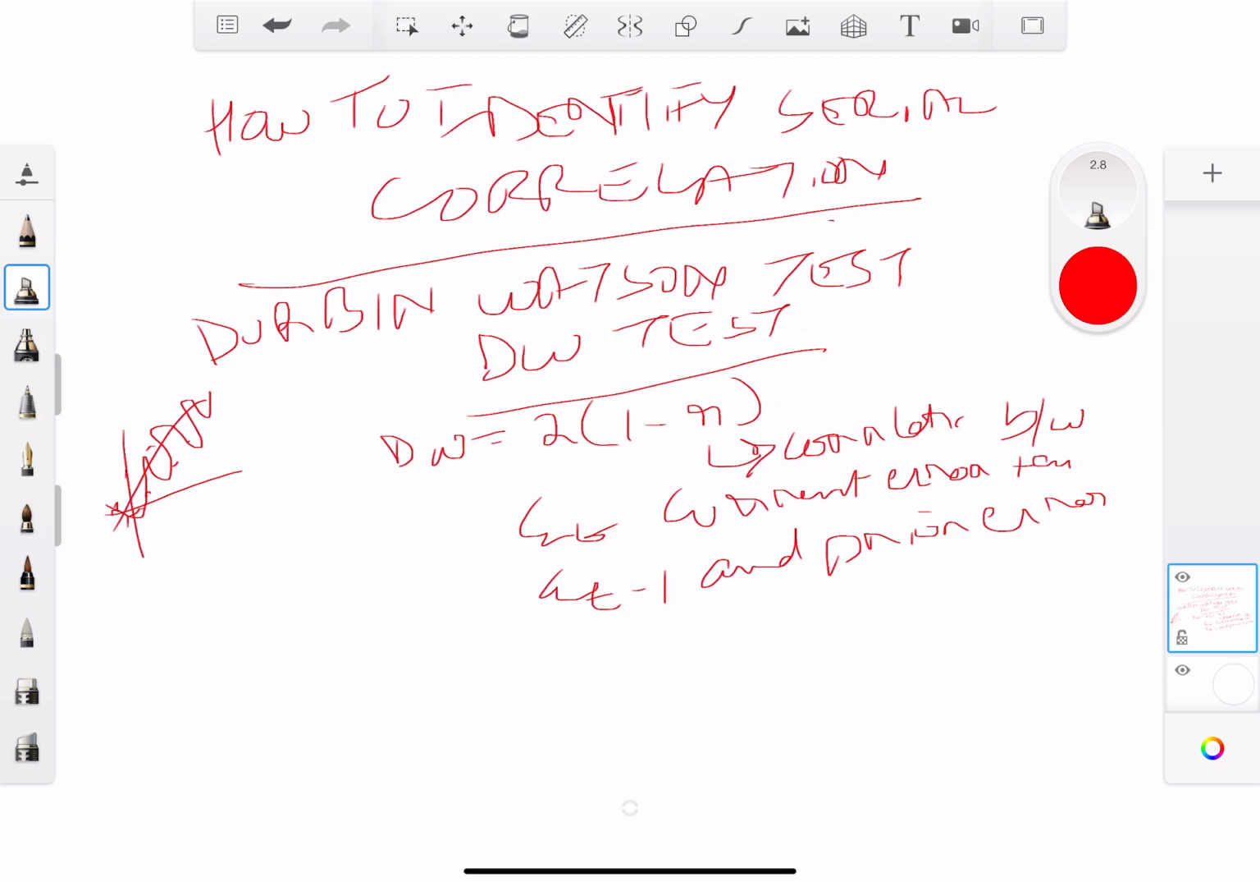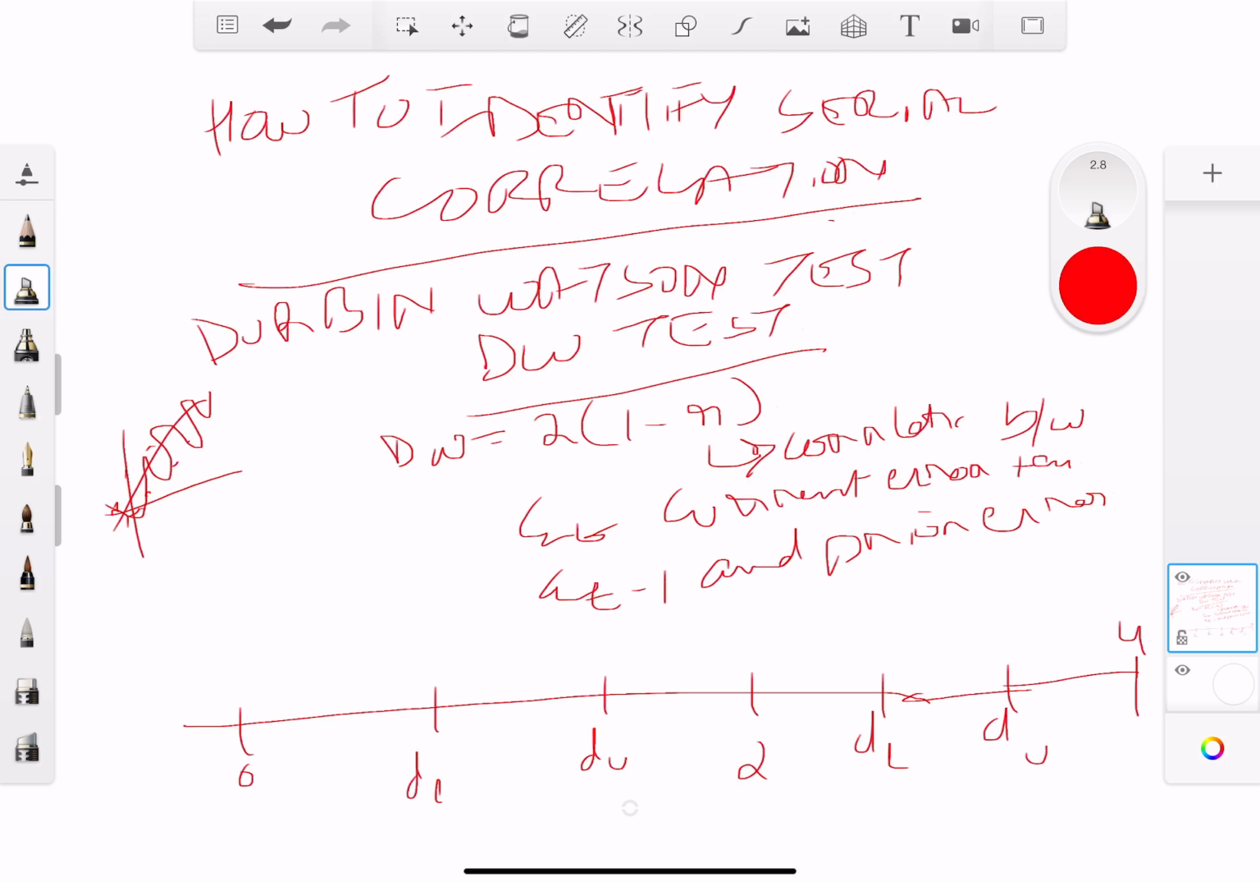Now, when you talk about, once again, the null hypothesis and all the other fun stuff, so this is what we have. Looking at this equation, if there is a plus one, which means there is going to be a positive serial correlation. If the value of the DW test falls in here, which means there's going to be no serial correlation. And of course, if it falls in here, you're going to have a negative serial correlation.